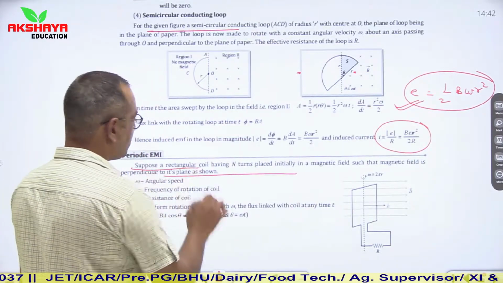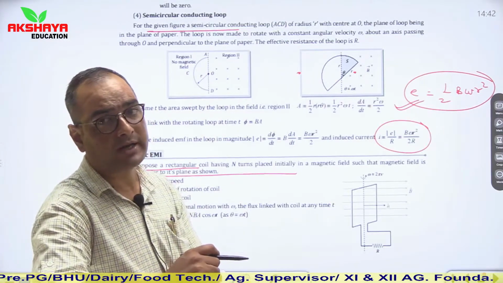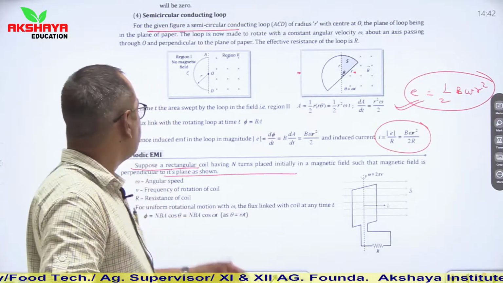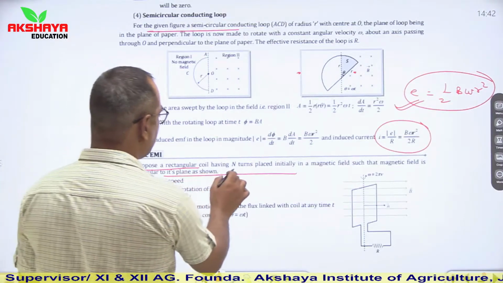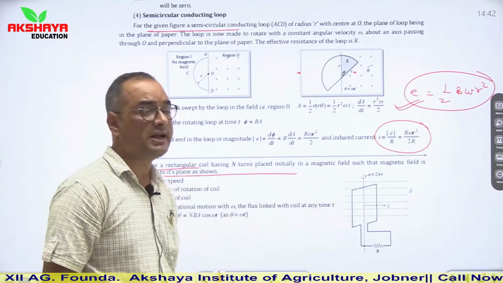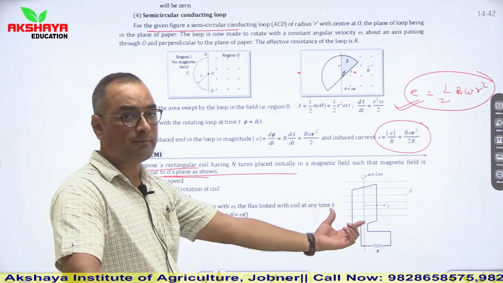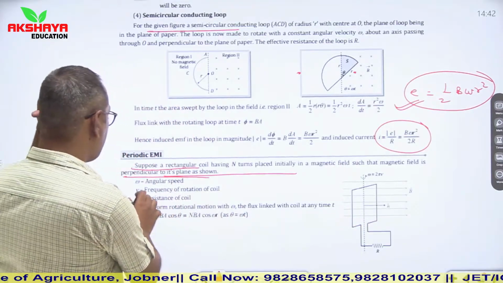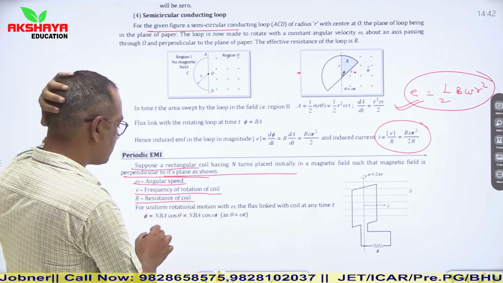Similarly, periodic EMI. So we have seen three types of EMIs, three types of electromagnetic induction. One is static, another one is motional, and this one is periodic. In periodic EMI, we consider a rectangular coil having N turns, which is placed initially in a magnetic field such that the magnetic field is perpendicular to its plane. So this is the direction of the magnetic field and its plane. Here omega is angular speed, nu is frequency of rotation, R is resistance of the coil.